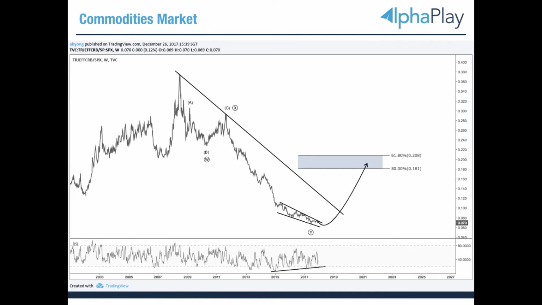Quick one, the commodities market. Lester did show you the chart on the commodity index. What I did was look at the commodity index compared to SPX, which means I'm comparing the returns or price movement of commodities and SPX. This chart here is basically the commodity index over SPX.